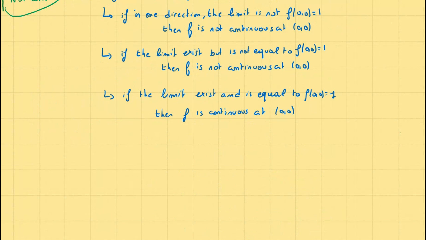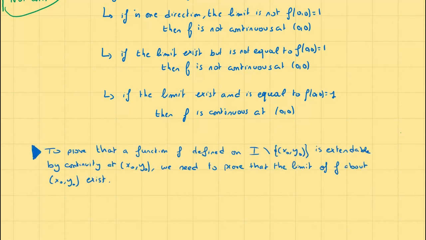Now, how to prove that a function is extendable by continuity at a point, or in French, prolongeable par continuité. So to prove that a function f defined on a domain D deprived of the point (x0, y0), so in this case the point (x0, y0) should not be in the domain, is extendable by continuity at this point, we need to prove that the limit of the function at (x0, y0) exists.